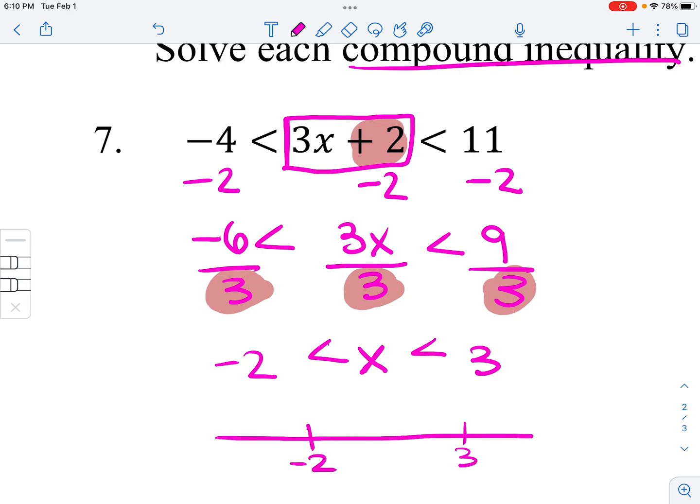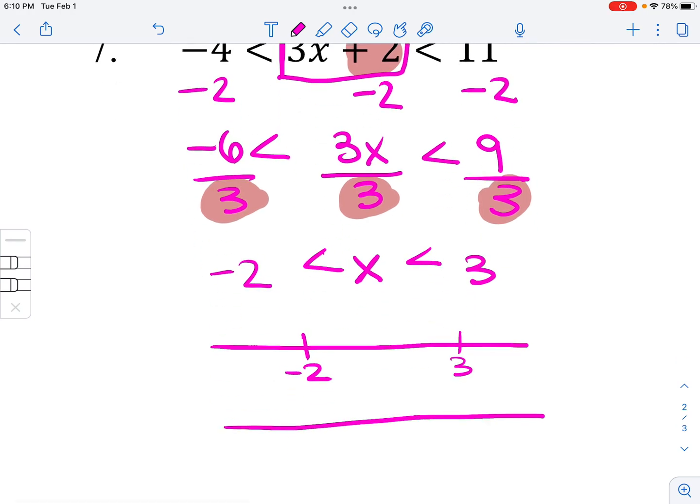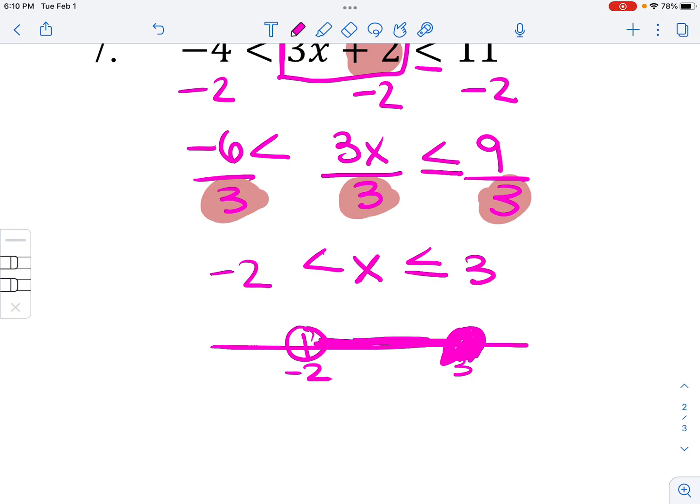Please make sure that you don't do one of these weird things, and don't laugh because kids do this all the time. They somehow flip the order. Okay, so just keep that in mind. So negative 2 has an open dot. 3 has an open dot. If I switched this symbol, then 3 would have a closed dot. Since your x is in between negative 2 and 3, it only makes sense to shade in the middle.